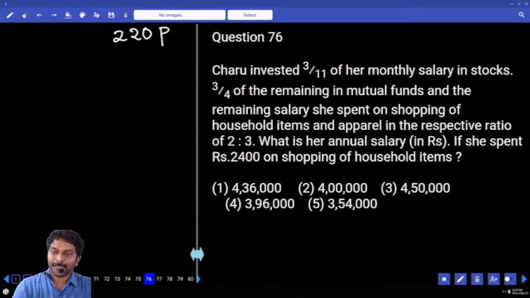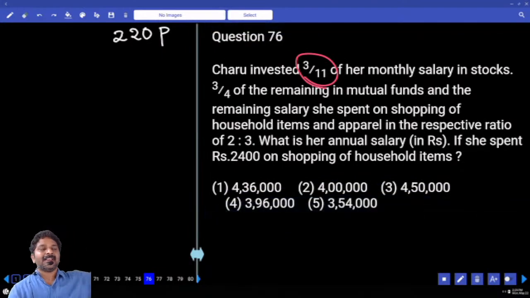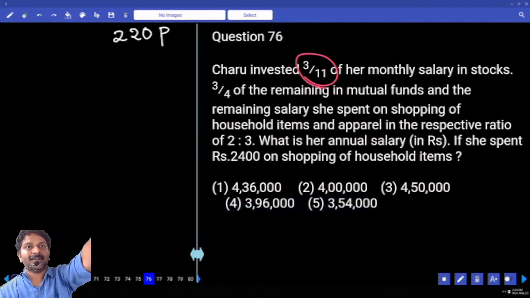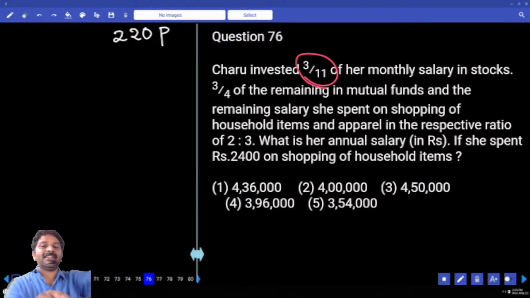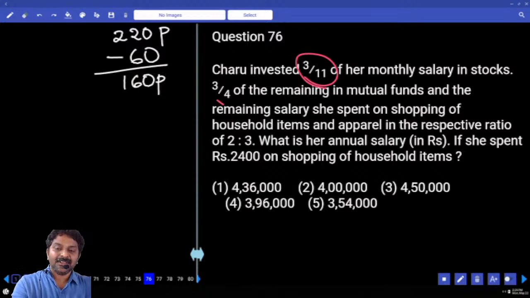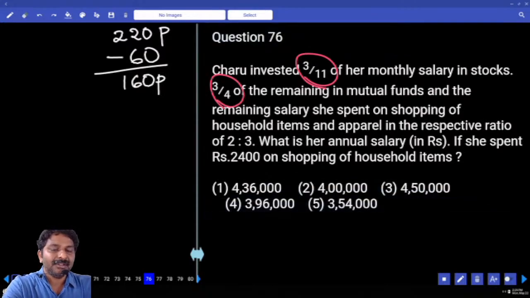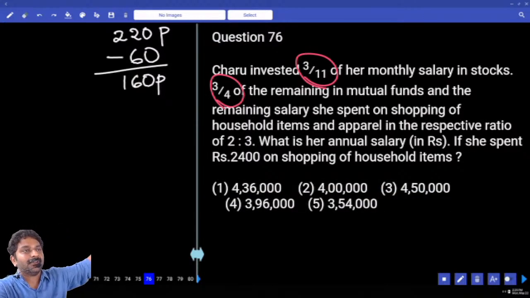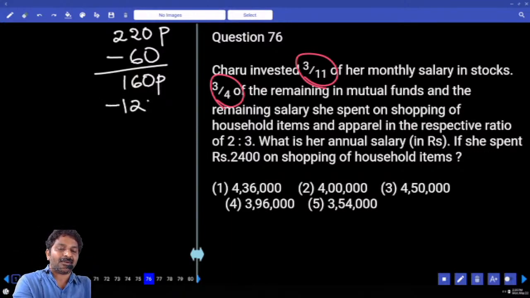Is that okay? 3/11 we need to calculate. What is 1/11? 20. 3/11 is 60 parts, over. Remaining 160. 3/4 you are taking out. What is 1/4? 40. 3/4 is 120, taken out. How much is remaining? 40 parts.